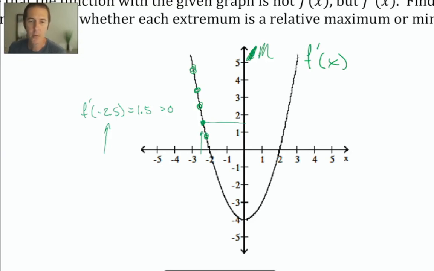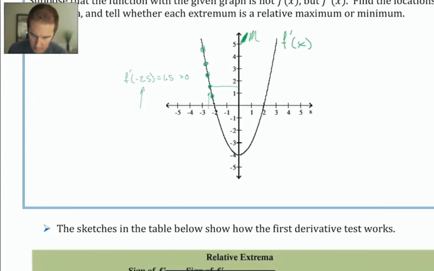So it looks like everywhere to the left of -2, our original function has positive sloping tangent lines. And if it has a positive sloping tangent line, it means the function is increasing. So I would say that on -infinity up to -2, we're increasing.